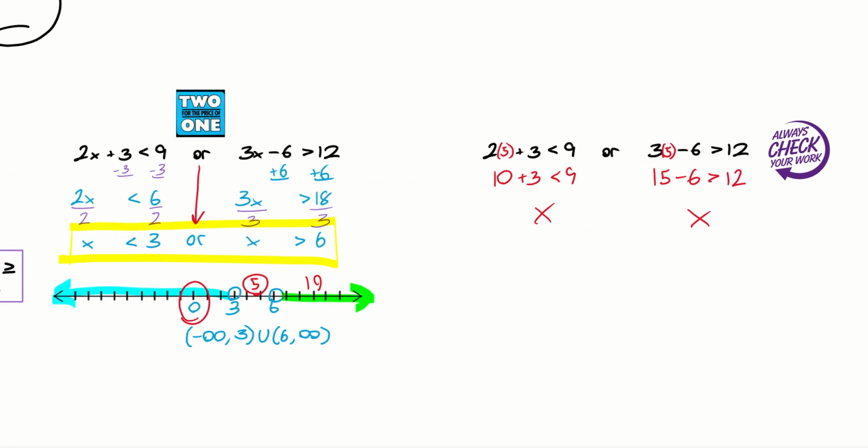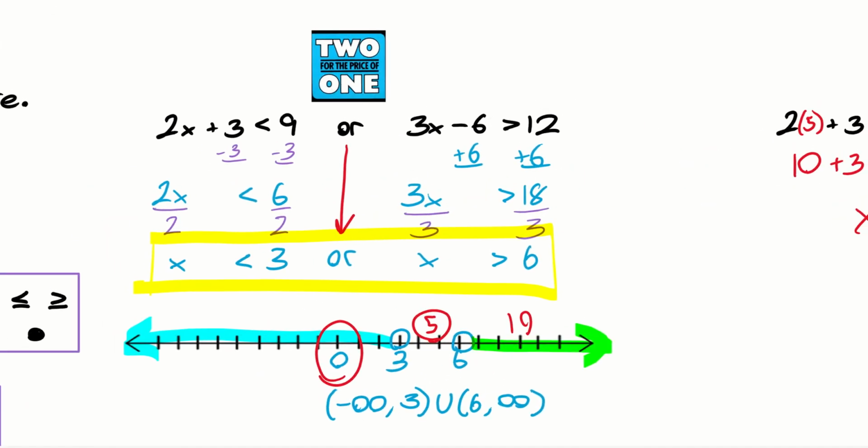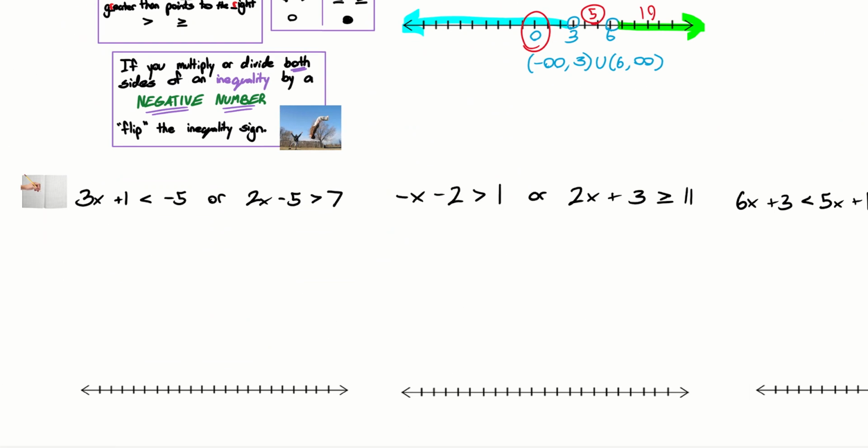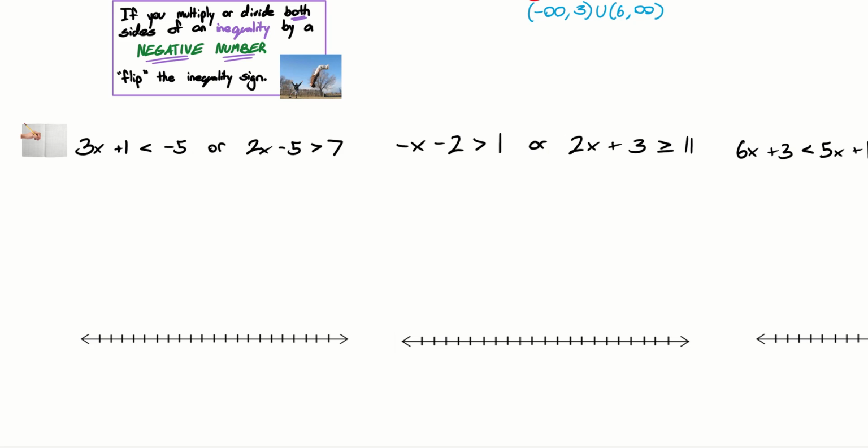Cheers, everyone. That's an or compound inequality. It's like 2 for the price of 1. Math is kind of cheating us, saying, oh no, it's really one problem. But in reality, it's kind of 2. All right, let's try another example here. I got 3 of them I want us to do.